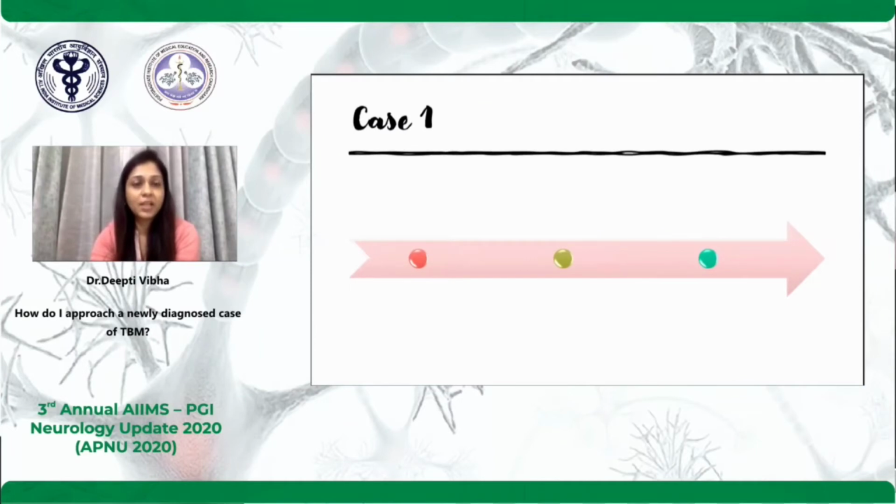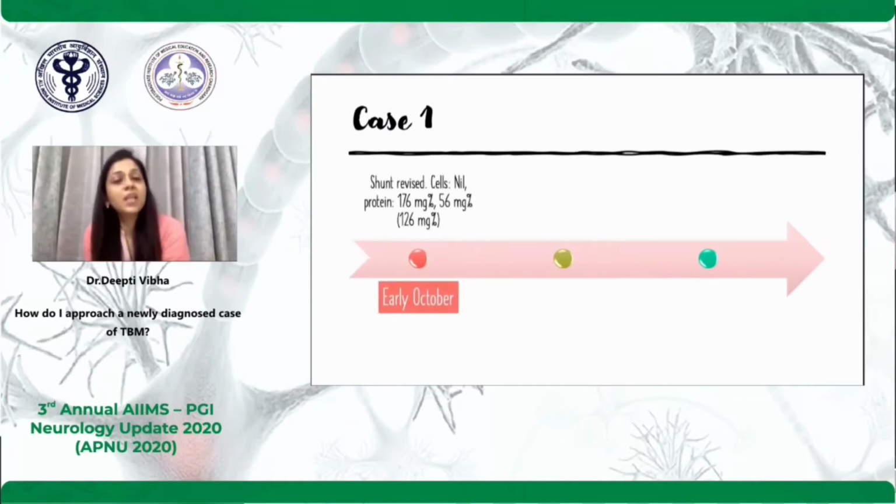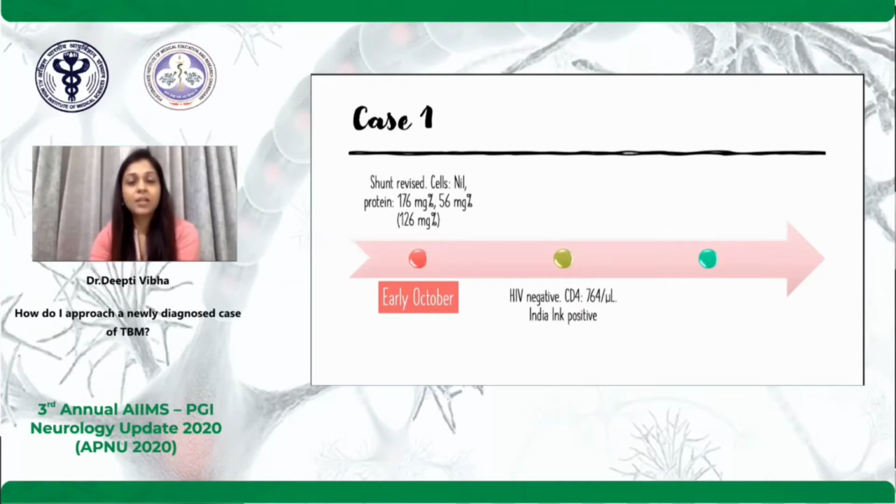Now, what would you think? That the shunt has stopped working, of course. So the shunt was revised. He was taken up by neurosurgery directly in early October. And the CSF showed nil cells with a protein of 176 mg/% and a sugar of 56 mg/%. So far, so good. And when the detailed CSF workup was done, he was found to be India ink positive.